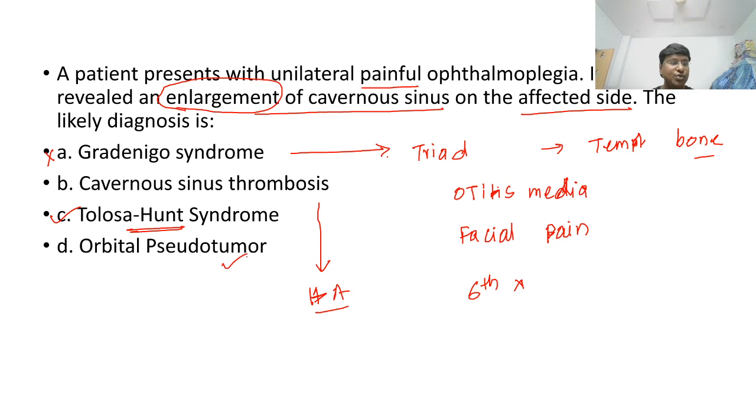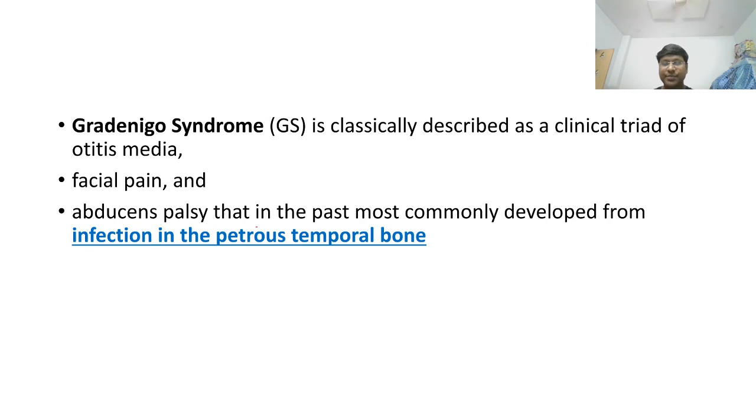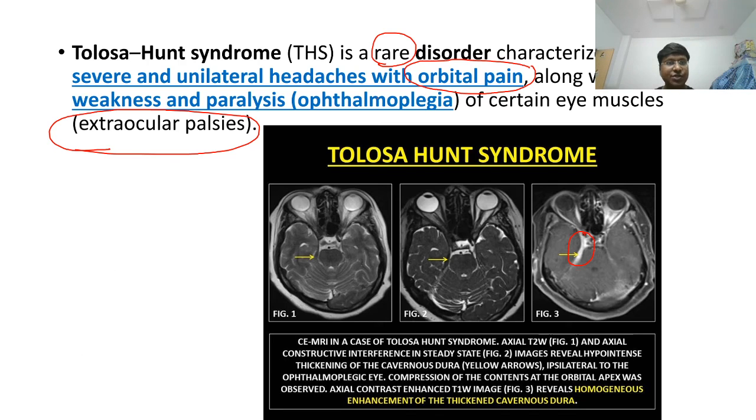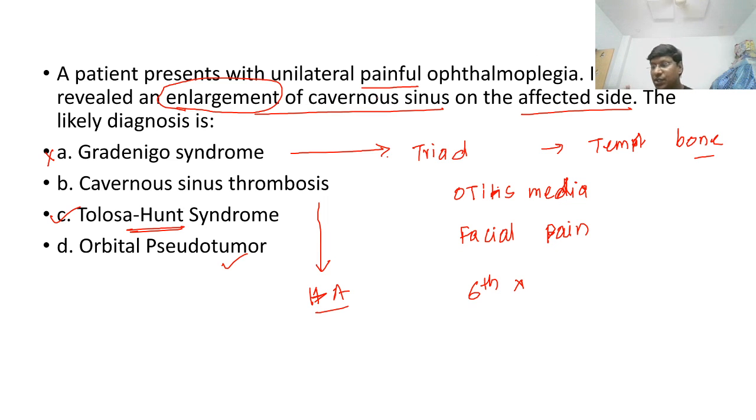What about orbital pseudotumor? How do you rule it out? In orbital pseudotumor, the very important manifestation is sudden painful proptosis. That is not given in our question, so orbital pseudotumor is also ruled out. This is about the Tolosa-Hunt syndrome question. You should be very much aware of it, because this is a very, very important question.